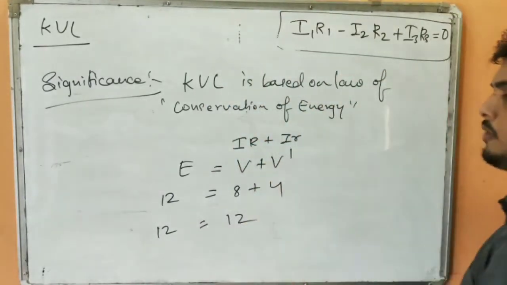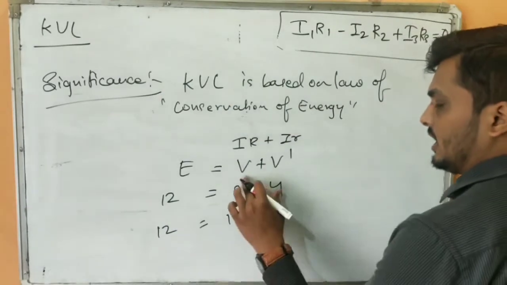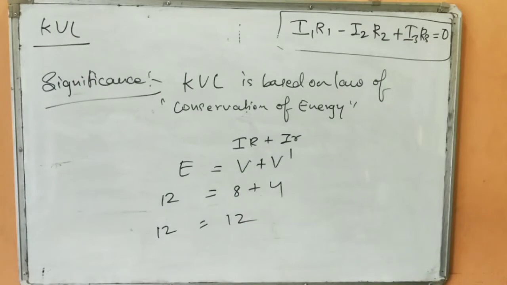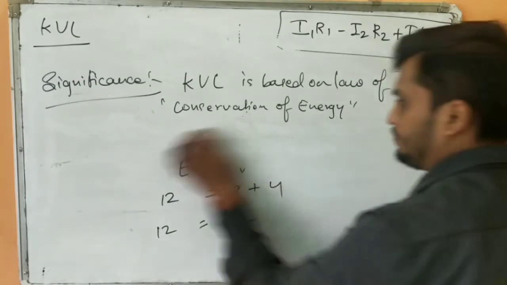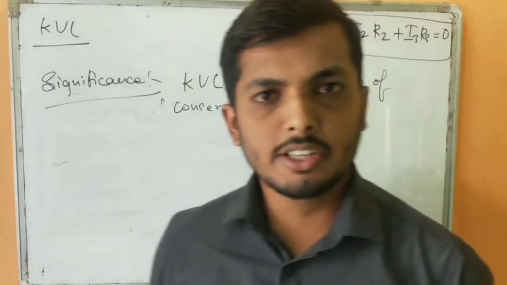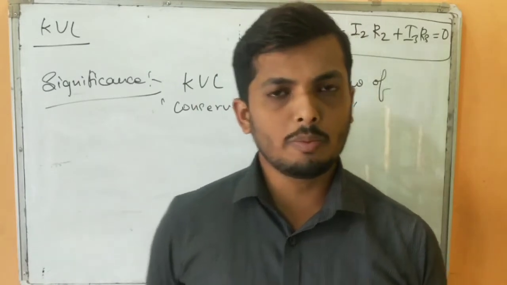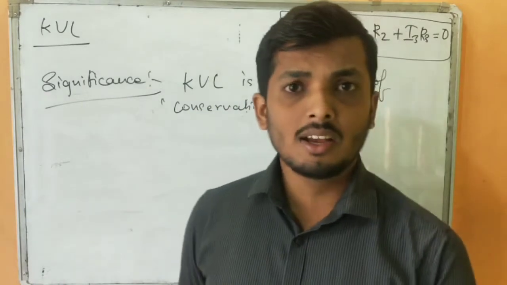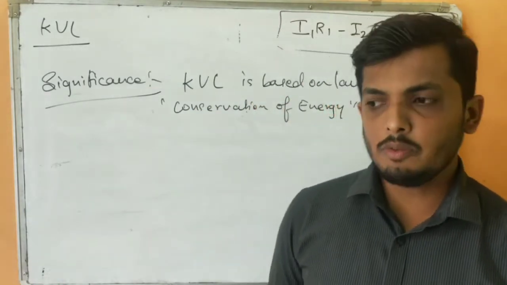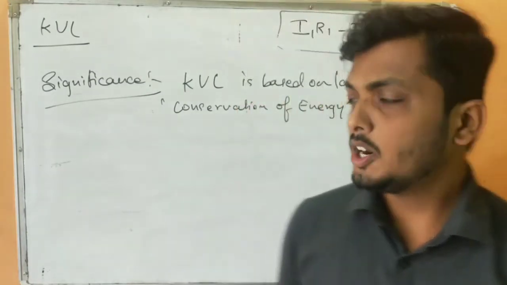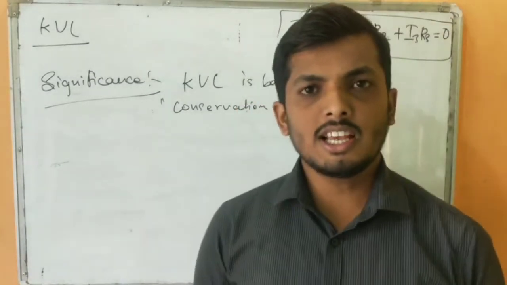So by applying the law of conservation of energy, the sum of the EMF will be equal to the sum of the IR products, which was seemingly violating the law of conservation of energy when we were studying the cells. Understood? So KVL is based on the law of conservation of energy. It states that energy is neither created nor destroyed. Whatever energy we are providing, that much energy we are getting, but in various forms. Initially we were getting it in terms of potential, and that potential we are indirectly getting as IR products. Understood? So please remember this KCL and KVL law.